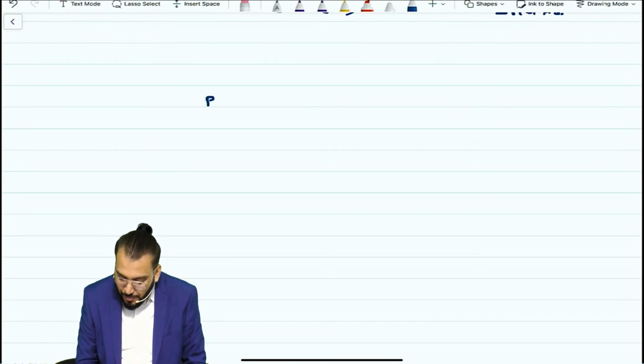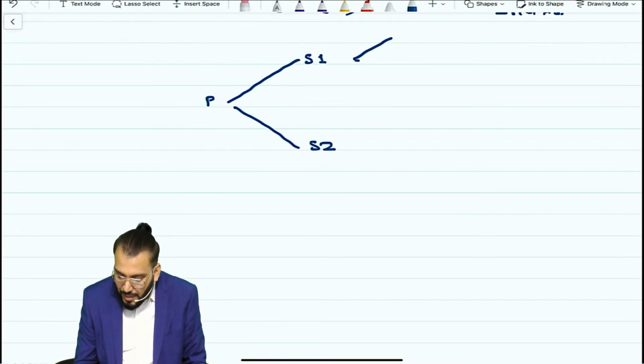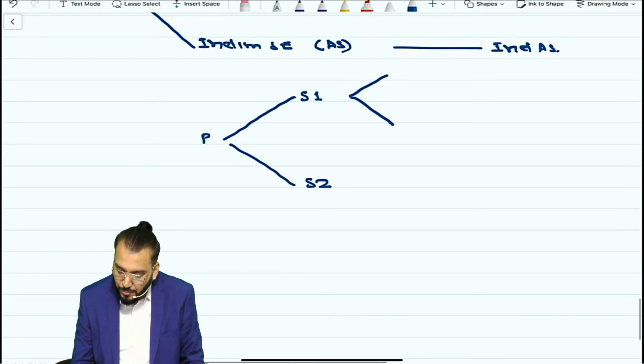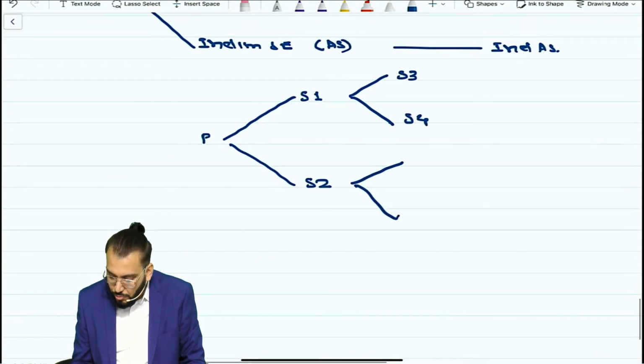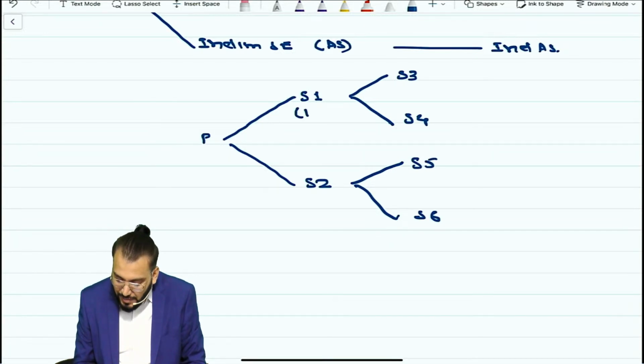Suppose there is one parent company and it has S1 and S2. And this S1 and S2 have two more subsidiaries, S3, S4. Quite possible, na? And this S2 has what? S5 and S6. Now this S1 is a listed company.